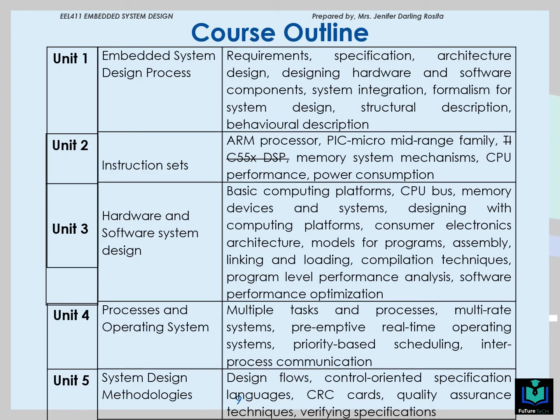So now let us go to the course outline. So totally you have 5 units for this module. The first unit covers the embedded system design process. It covers the following topics: requirement specification, architecture design, designing hardware and software components, and system integration. So these are the steps required for the embedded system design process.